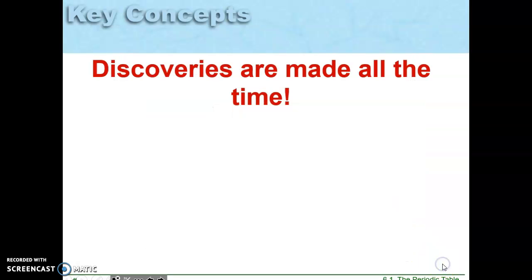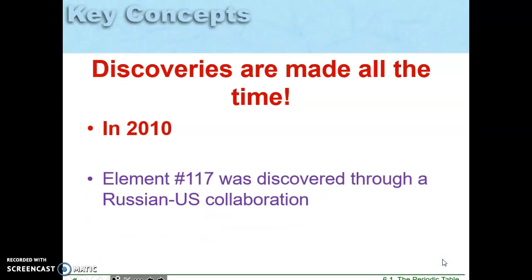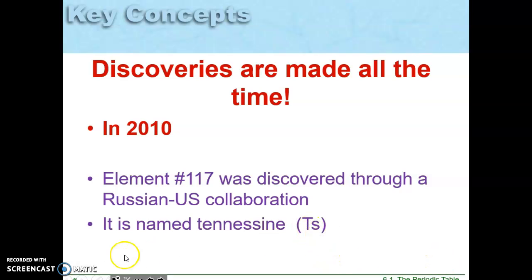Is it still missing? No. Discoveries in science are made all the time. In 2010, element number 117 was discovered, and it was named Tennessine, I believe. Its atomic symbol is Ts.